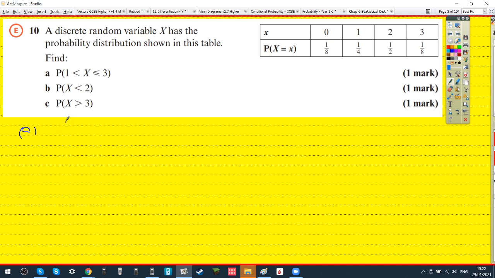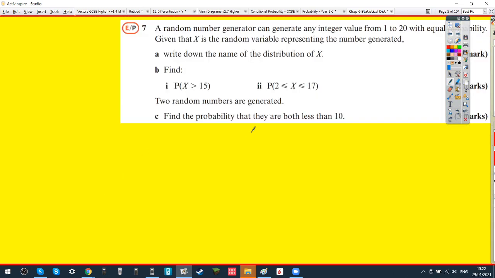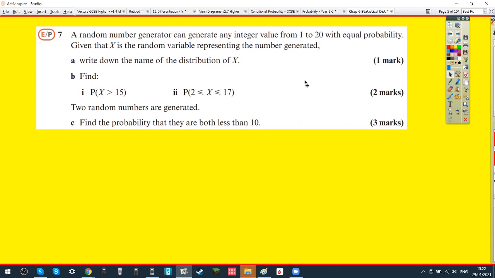What is B? A quarter plus an eighth. Yeah. What is C? Probability X is 0. Yep, that's 0. And B was 1/8 plus 1/4. And you get the answers for those. That's great. Okay, how about this one?